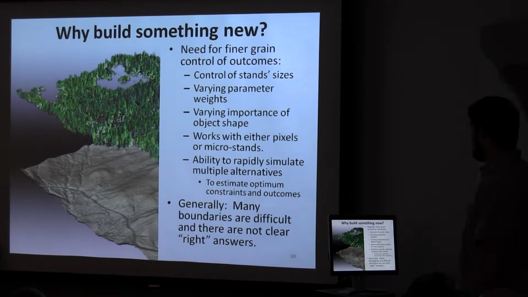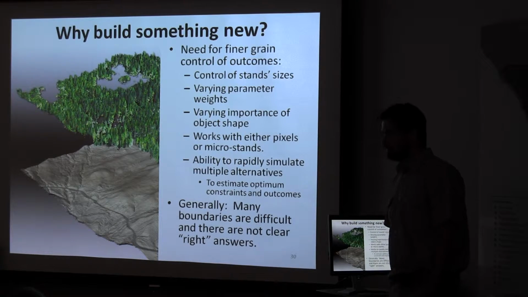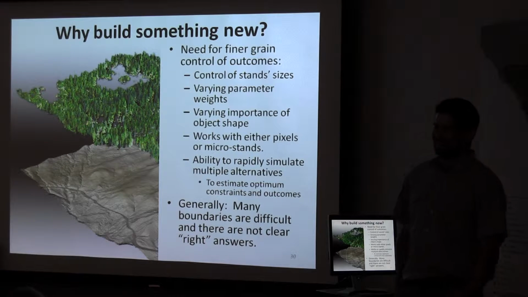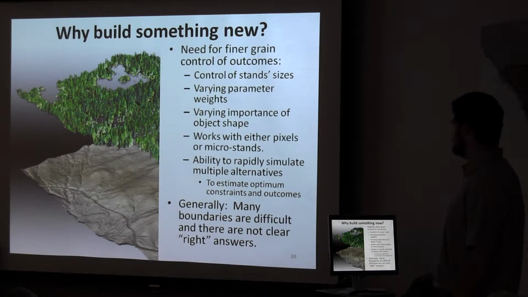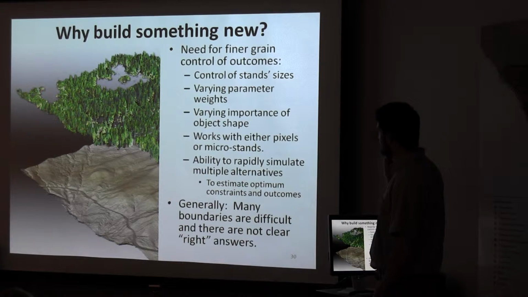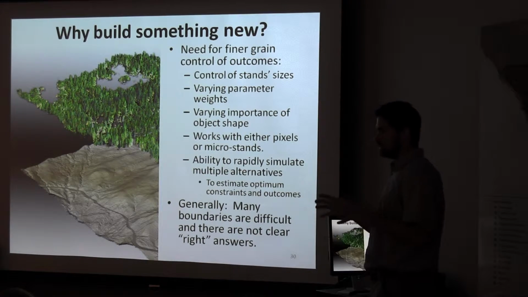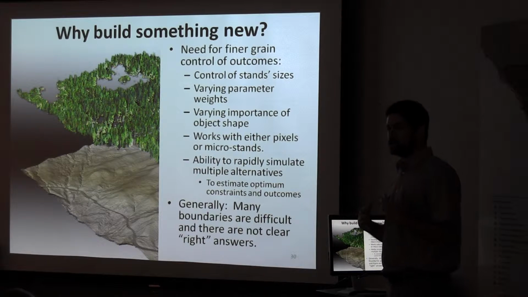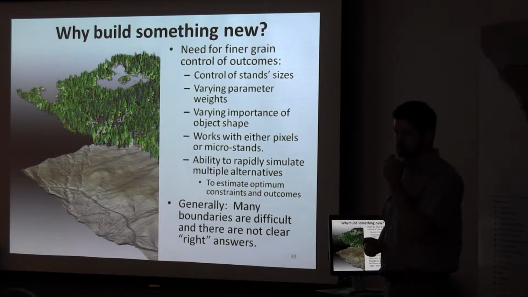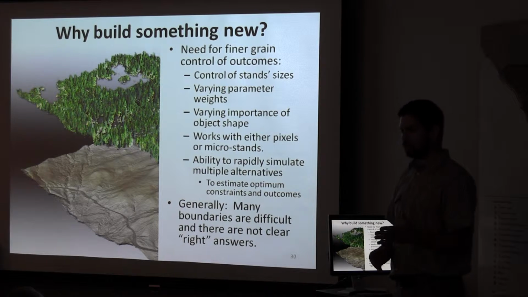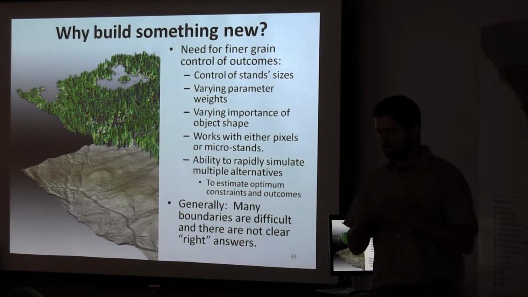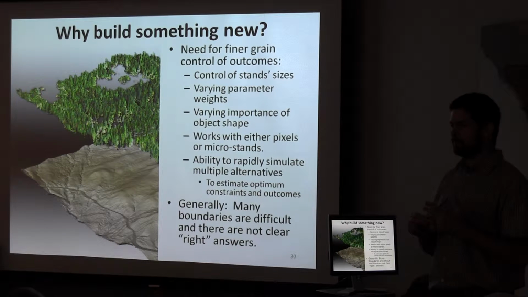So the question is, why build something new? To be honest, a big part of this was that e-cognition is super expensive, and if I did it myself, I could save that money. But I also added a critical twist. It gives our organization the ability to rapidly simulate a lot of different options in a relatively quick amount of time. E-cognition is a little bit slower. It also lets us control the parameters that we care about.